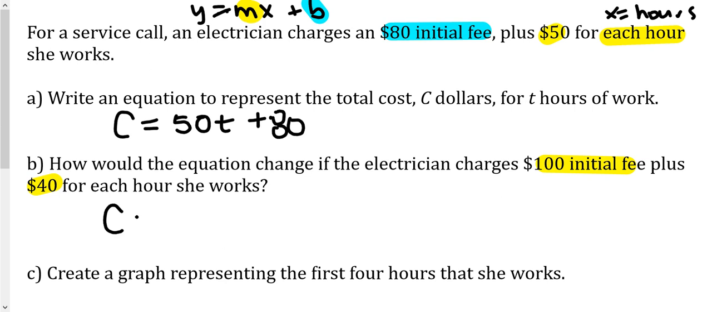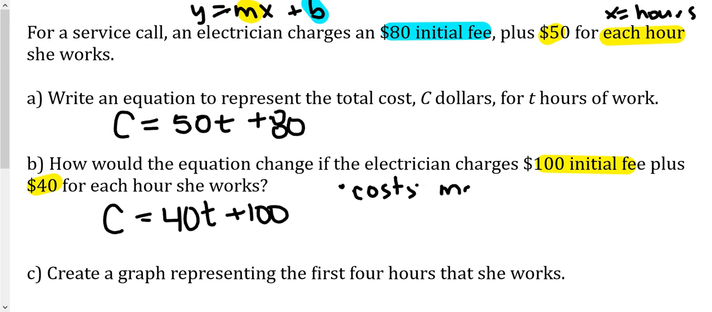Well, our rate of change would be less, right? It would grow less quickly. For every hour you work, it's actually $10 less. And so after 2 hours, it's $20. 3 hours, it's $30. But there's a higher initial fee. So when we think about this, this electrician costs more at the start.